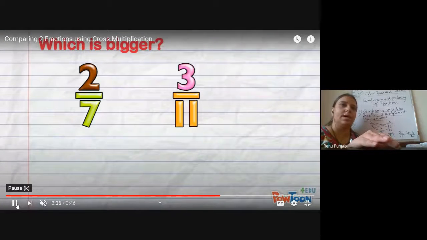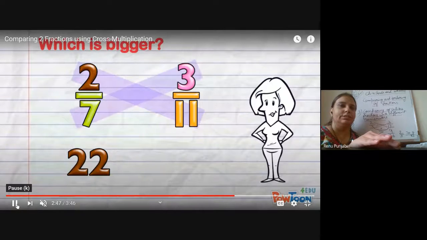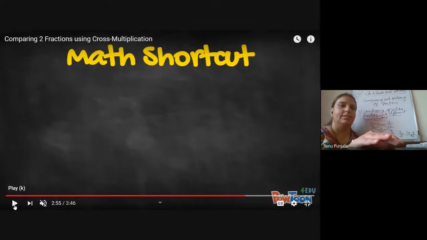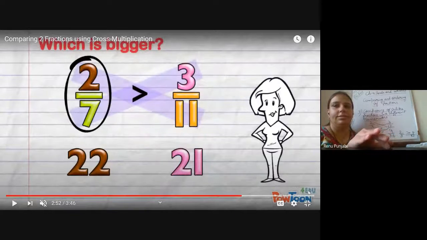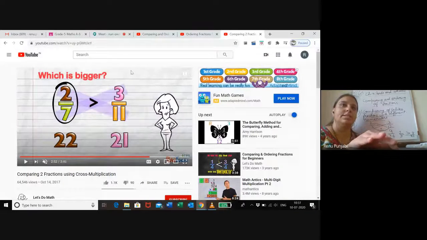Now last, one more example. 2 upon 7, 3 upon 11. So we multiply first. You can directly do this. You can see 2 upon 7 is greater than 3 upon 11. So I hope, children, you understood this.